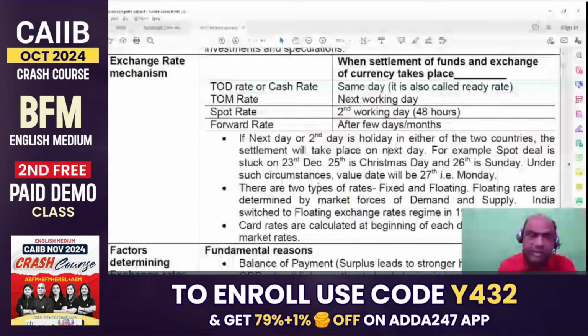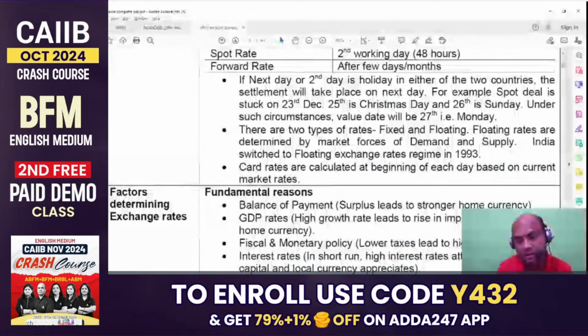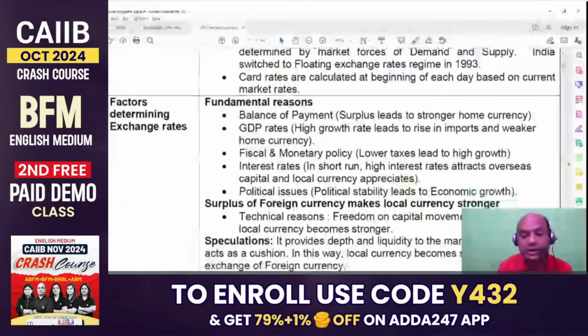Card rates means what? Card rates are calculated at the beginning of each day based on the current market rate. So card rates means whatever rates we have in our banks, which are given by our treasury, these are called card rates. So these are always available at the beginning of the day. In the morning, they should be available. Otherwise, how will you tell the customer the rates?